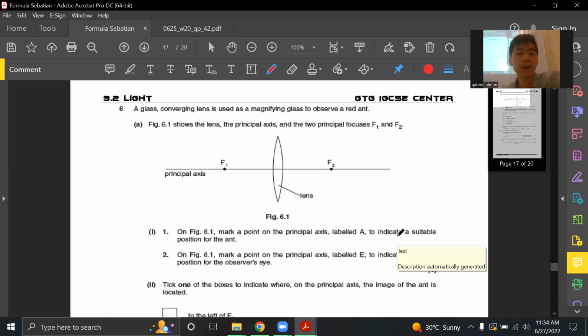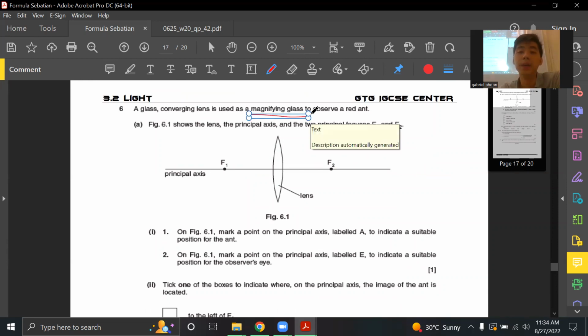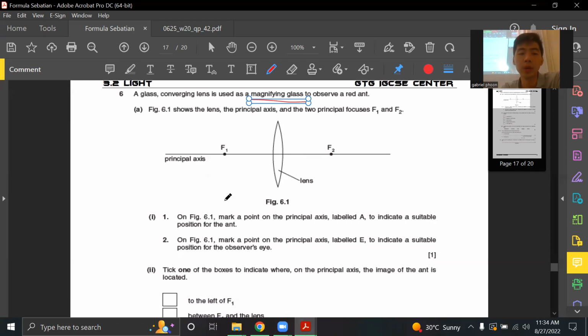Okay, then the next part here, they say that a glass converging lens is used as a magnifying glass. Once again, a magnifying glass to observe a red ant. Figure 6.1 shows the lens and the principal axis, the two principal focus, F1 and F2 here. On figure 6.1, mark a point on the principal axis, label it A to indicate a suitable position of the ant. What did I say just now?